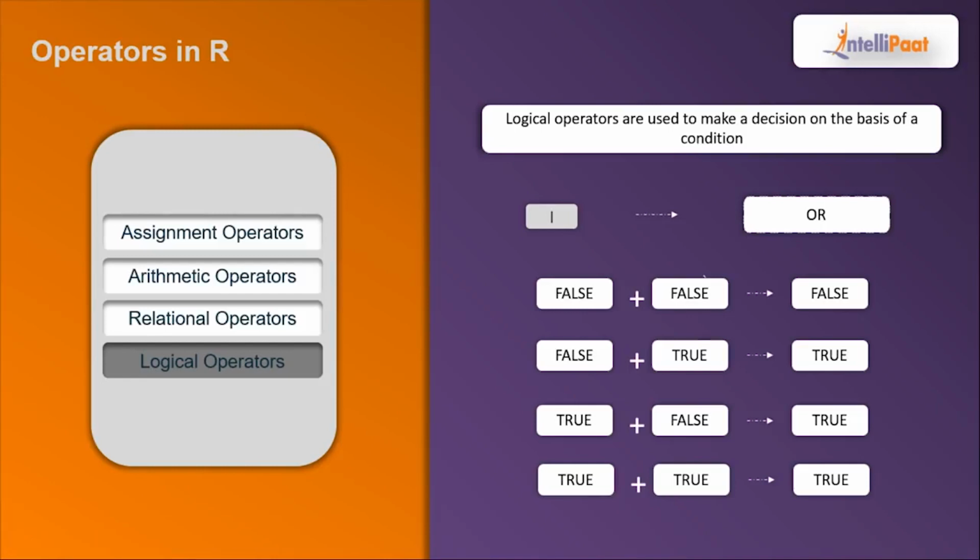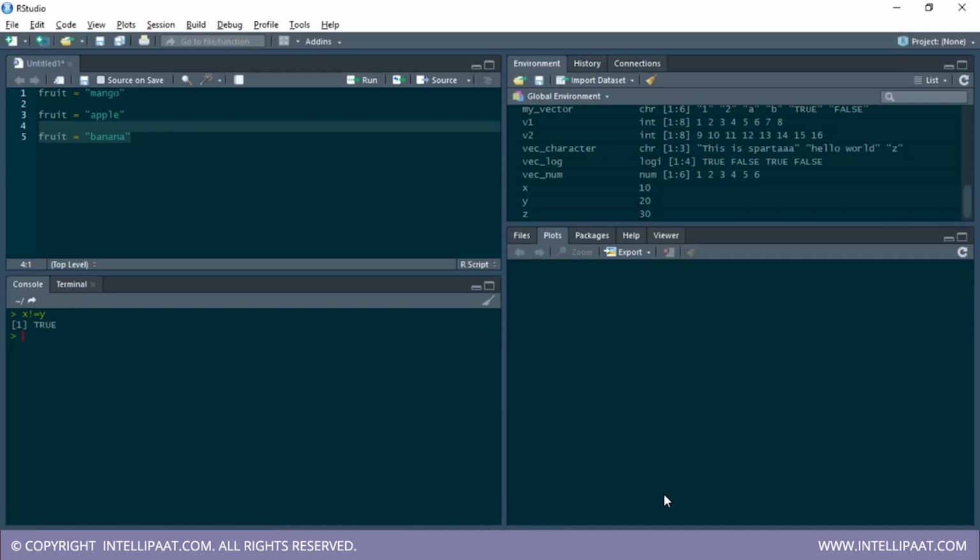Now let's go to RStudio and implement these logical operators. Right. So let me give the first condition. So the first condition would be x is less than y. Then I will give in the AND operator and I will put in the second condition. So the second condition would be x is less than or equal to y.